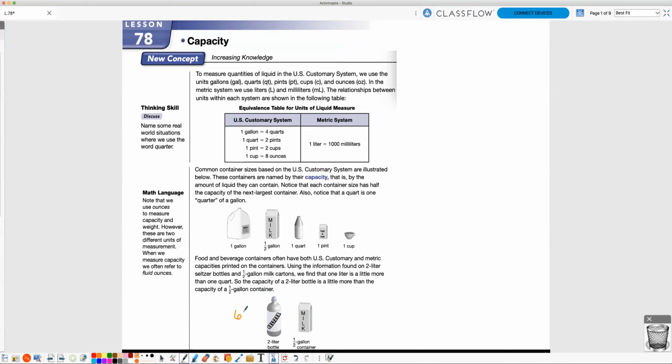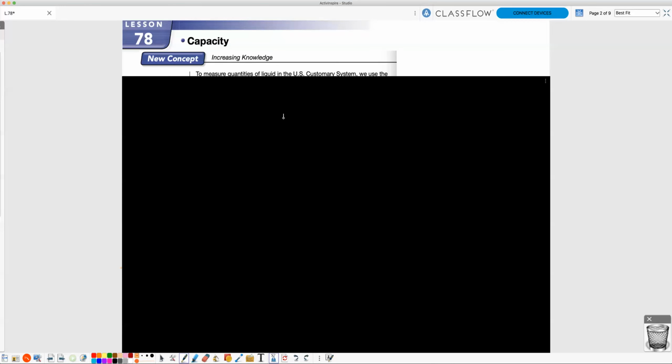It actually ends up being just a little bit over 67 ounces, and a milk half-gallon container would be 64 ounces, right on the money. Note that we use ounces to measure capacity and weight. However, these are two different units of measurement. When we measure capacity, we often refer to fluid ounces. You can also use the big G, so I'll get into that here on this page.